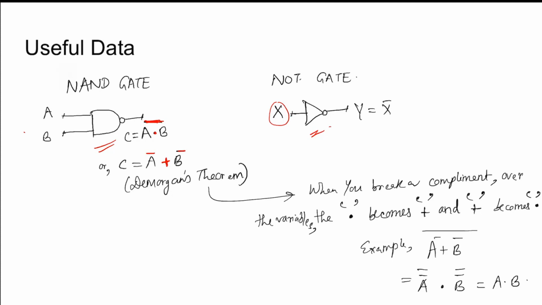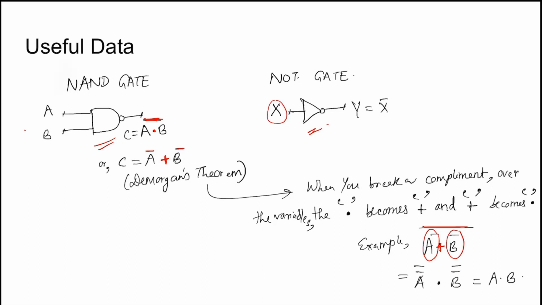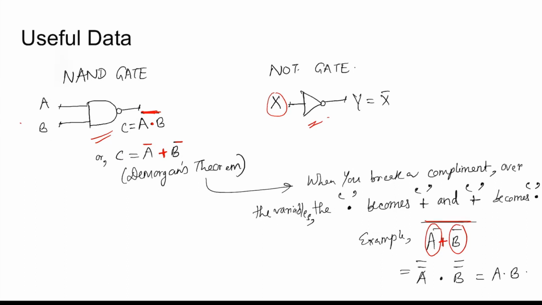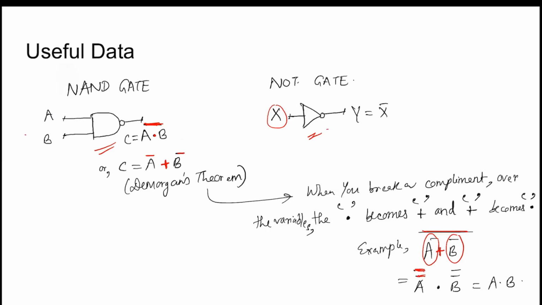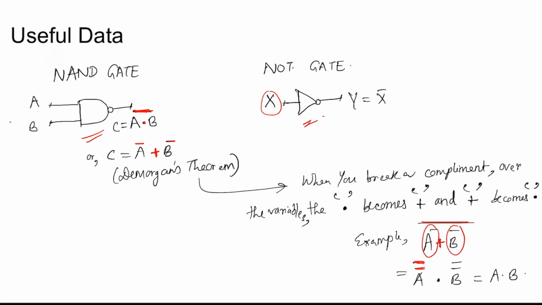The reverse is also true. If you have A complement and B complement with a plus sign, and a complement over the whole thing, you can break that complement and shift it over the variables. So the complement sign goes over A bar, then the plus sign becomes a dot sign, and the complement sign also goes over B bar. So A bar whole bar is A, and B bar whole bar is B.